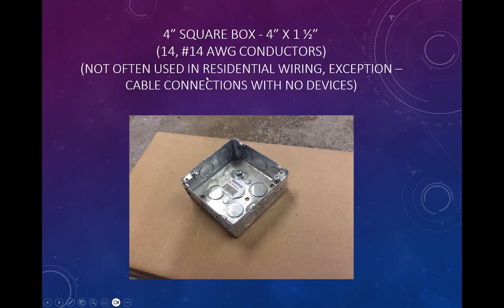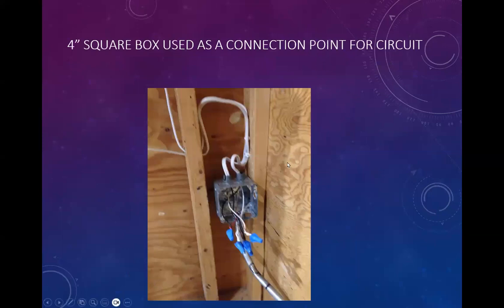It's not often used in residential wiring, with the exception of cable connections with no devices. So in other words, quite often it serves as a pass-through box or a junction box. And here is an example of a junction box. A 4 inch square box used as a connection point for a circuit. There will be wires coming out here, and this will be like a feeder wire maybe, and then two branches branch out of that, and the connections are being made, and the blank cover plate is basically slapped onto that, and everybody's happy. There we go.